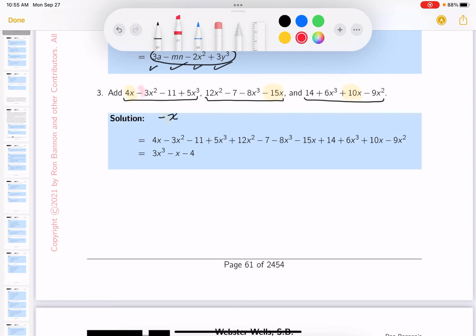And go look at squares, x squareds. I see one here, I see one here, and I see one over here. So minus 3 plus 12 is 9, and 9 minus 9 is 0. All right, now if you want to write that down, you can. I'll put it down for you, but I don't think it's important. There's 0x squared, because there's nothing, it's not there.